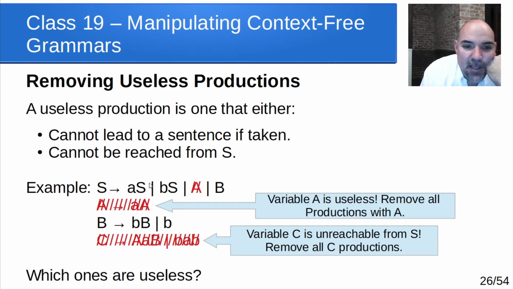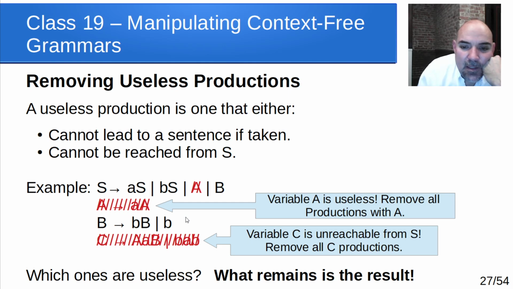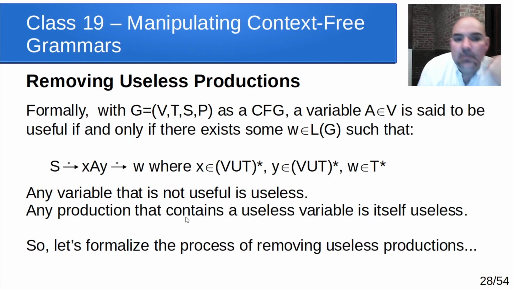S produces AS or BS or just capital B, and then B produces lowercase b, capital B, or just B. So we eliminated two variables and all the productions that use those variables, and now we have something that no longer has useless productions in it. And what remains is the result of that elimination.